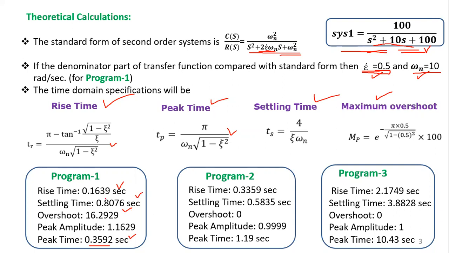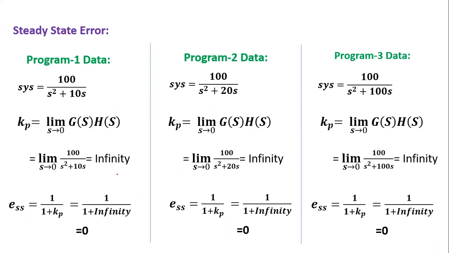Then you need to identify the steady state error. How do we identify the steady state error? Here we are applying a unit step signal as an input. If we are applying a step signal as an input, then the error constant we are getting is the positional error constant Kp. How are we identifying the positional error constant? That is limit s tends to 0, G of s into H of s. But G of s is the open loop transfer function. So here, in the first case, the open loop transfer function is 100 by s square plus 10s.